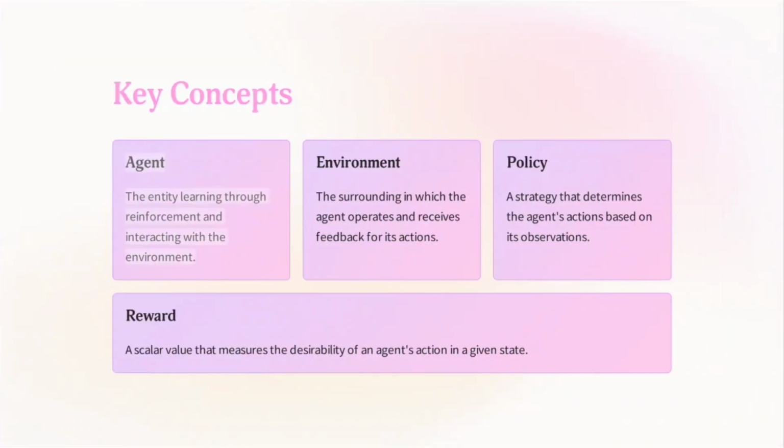Key concepts. Agent: the entity learning through reinforcement and interacting with the environment. Environment: the surrounding in which the agent operates and receives feedback for its actions. Policy: a strategy that determines the agent's actions based on its observations. Reward: a scalar value that measures the desirability of an agent's action in a given state.